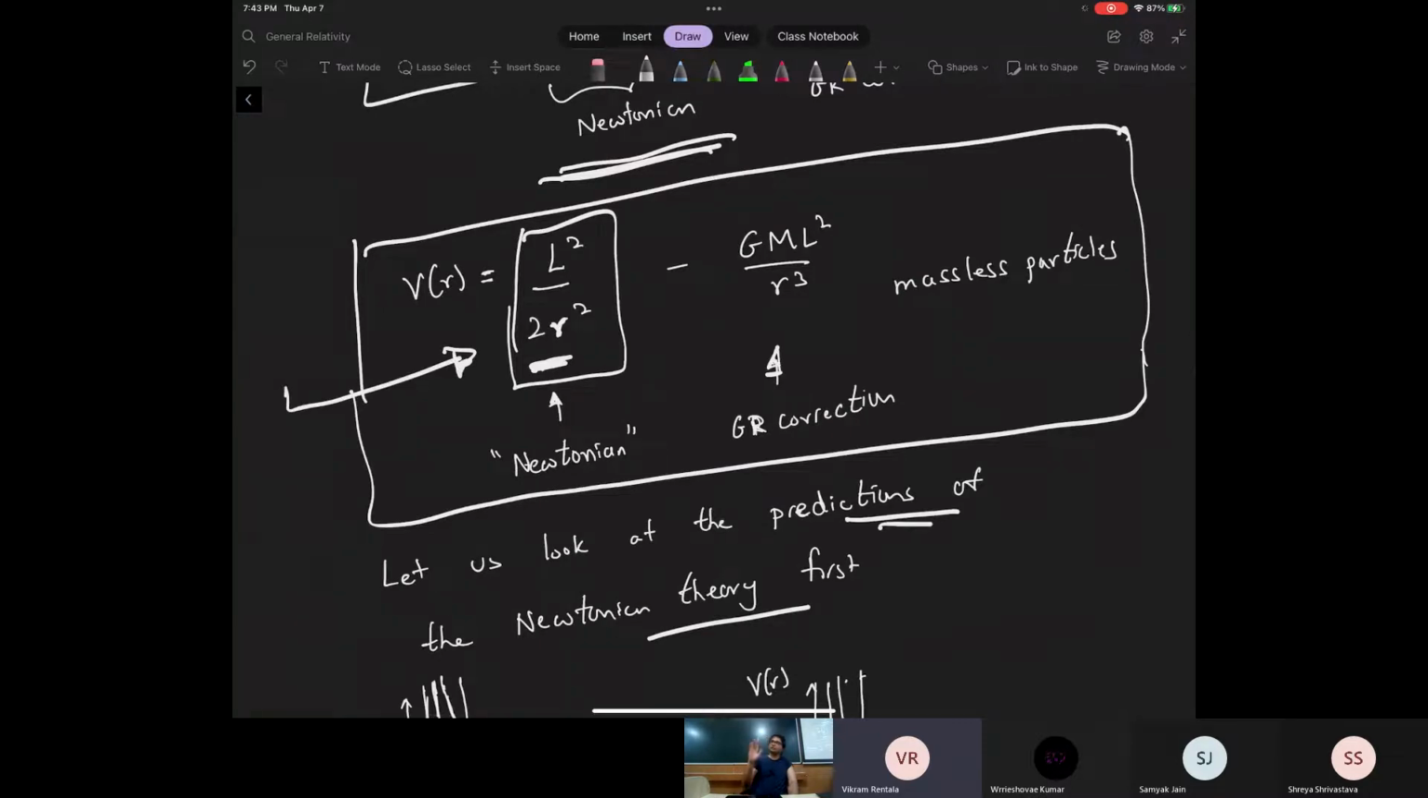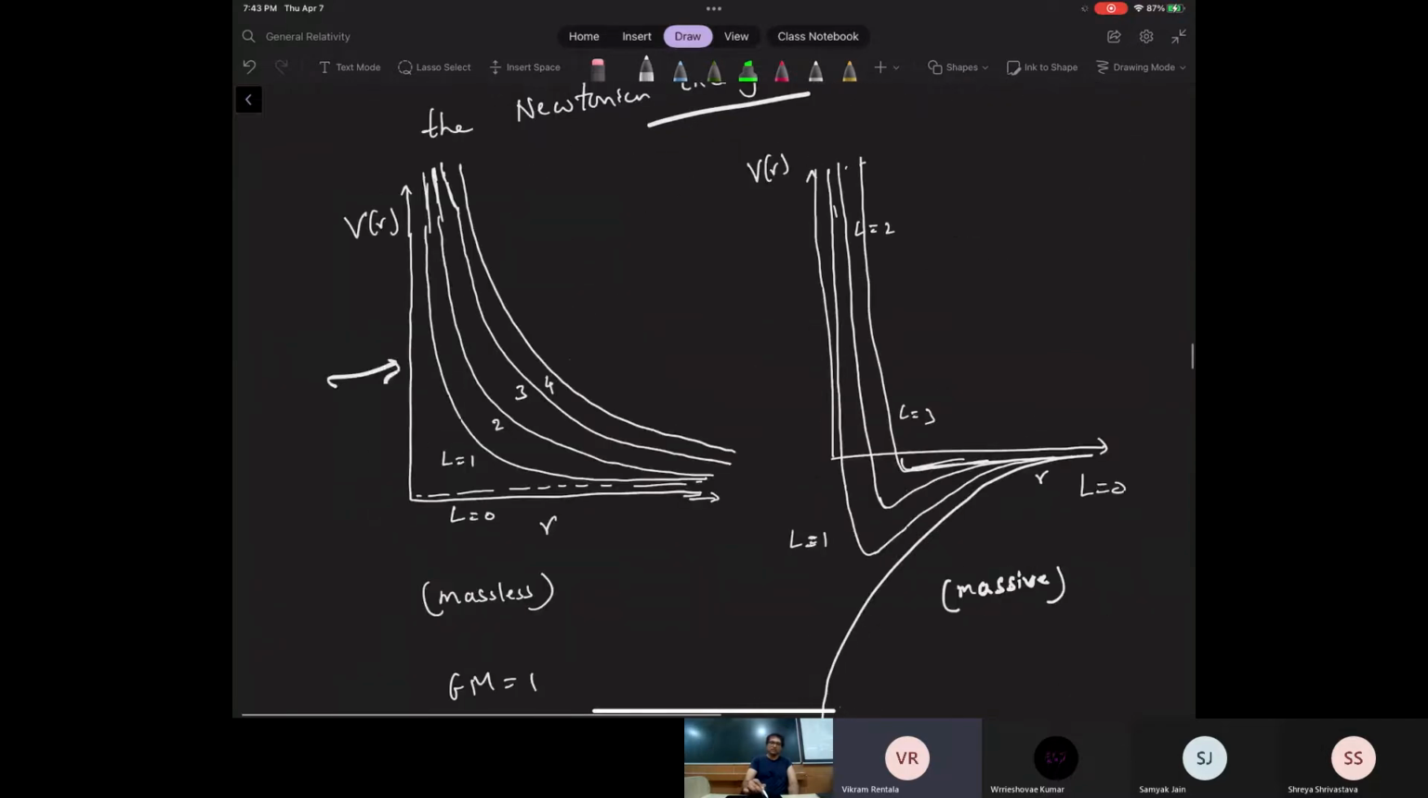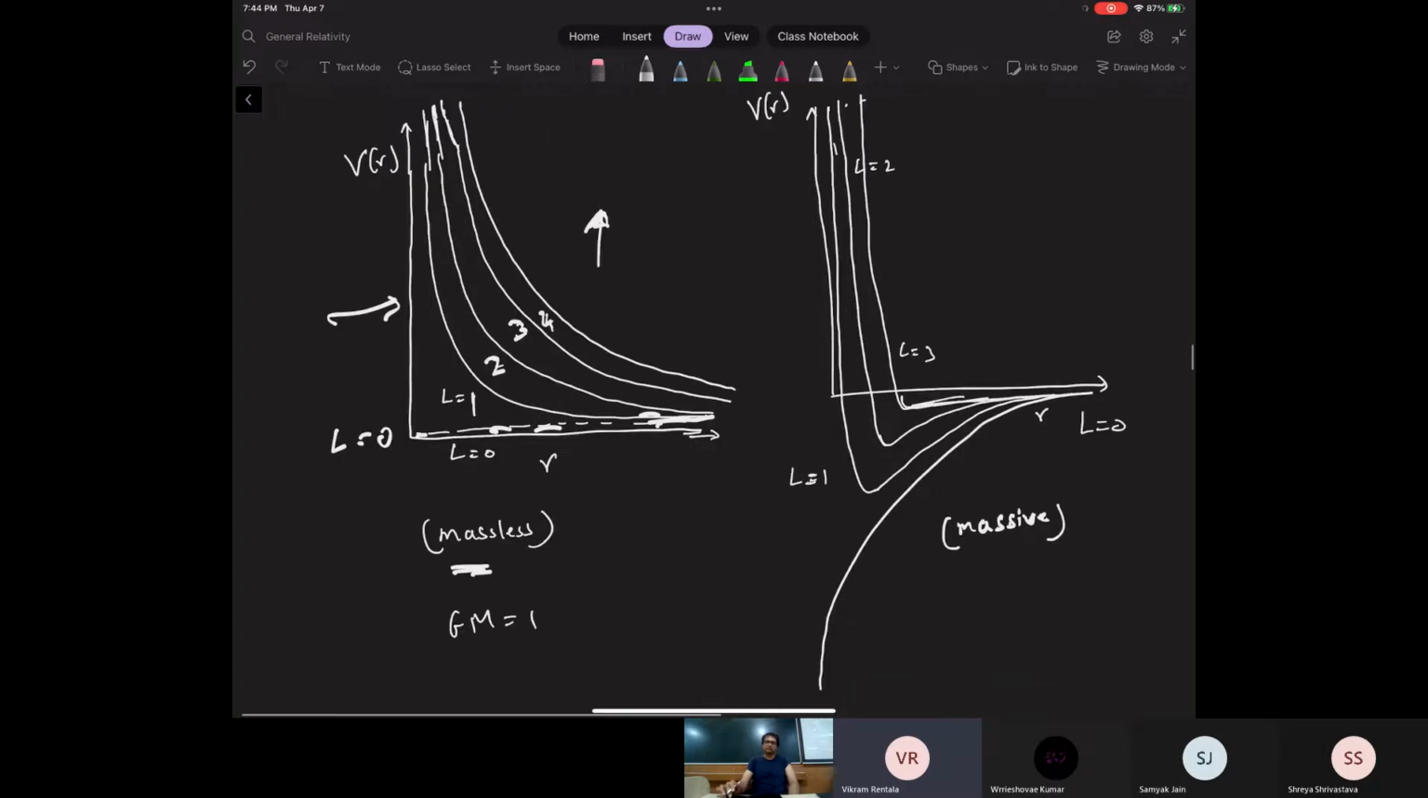For massless particles, imagine you're solving a 1D problem where I have motion in r. My kinetic energy is the usual term, dr by d lambda squared. But my potential energy is just a 1 by r squared, where the coefficient of 1 by r squared is positive. So 1 by r squared looks like this, just falling as a function of r. And as I increase my angular momentum, let's say L is 1, 2, 3, 4 in some units, the normalization of my potential energy increases, so it just goes up by some factor. If my angular momentum is 0, then my potential energy is exactly 0. So this is what I have for a massless particle.